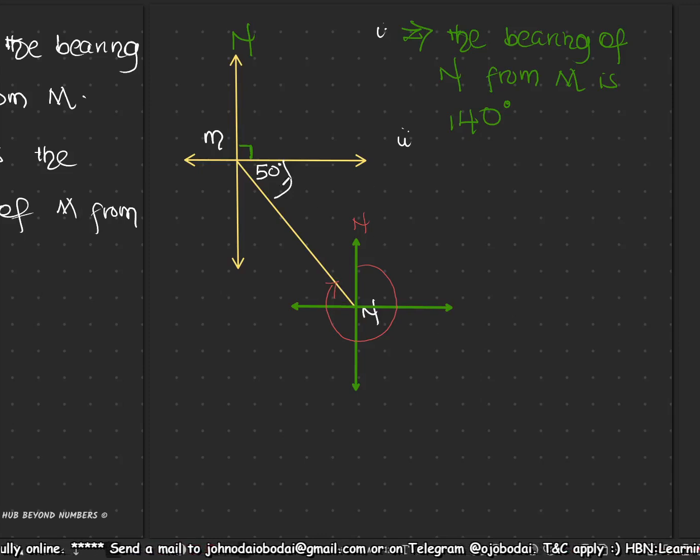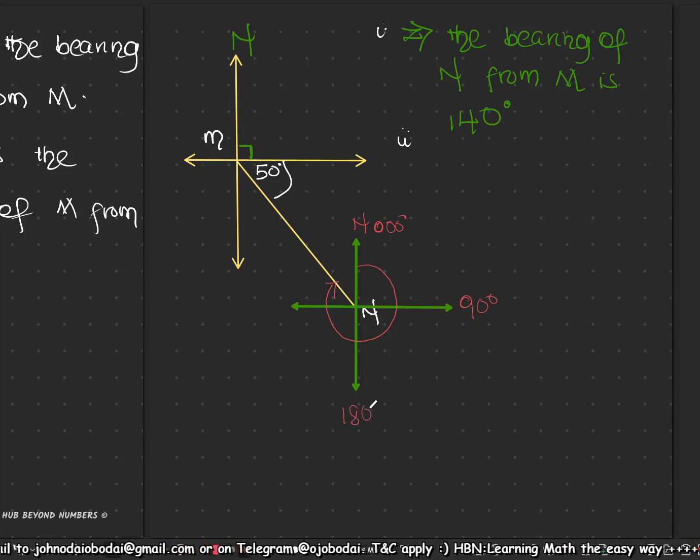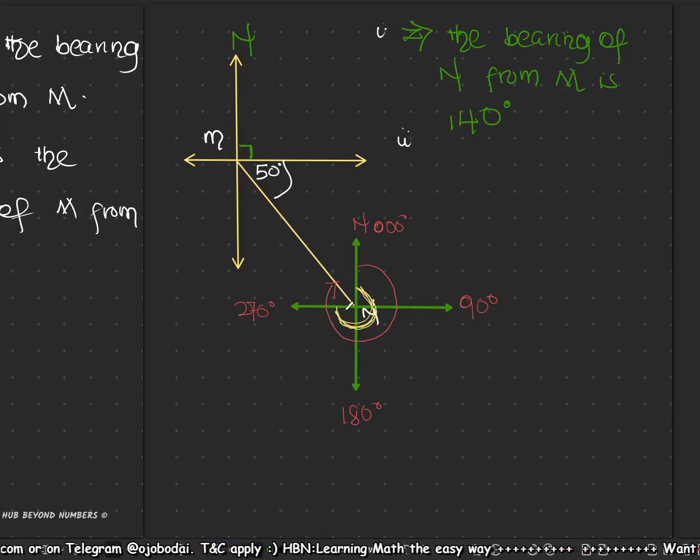Okay. But we know that on the north we have 0 degrees. On the east we have 90 degrees. On the south we have 180 degrees. And over here on the west we have 270 degrees. So it means we already have from here to this side. You see? So all we need to add is this missing piece over here. So how do we get the missing piece?